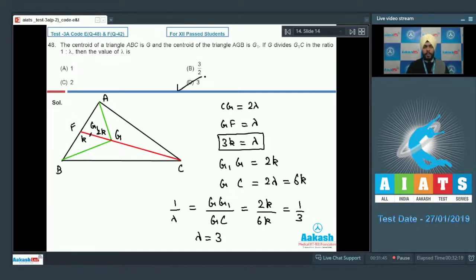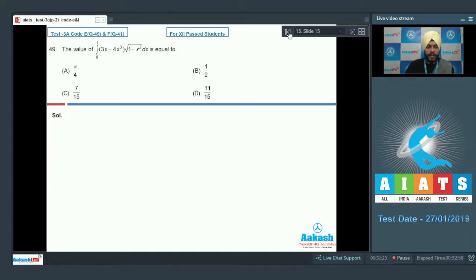Let us move on to question number 49. So, question number 49 says that the value of the definite integral 0 to 1 of (3x minus 4x cube) under root of 1 minus x squared dx is equal to what? This particular expression is straight away giving you the hint that you should put x equal to sine theta. So if x is equal to sine theta, we have dx equal to cos theta d theta. Under root of 1 minus x squared will be cos theta.